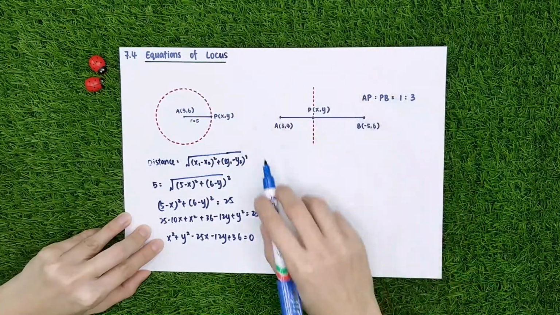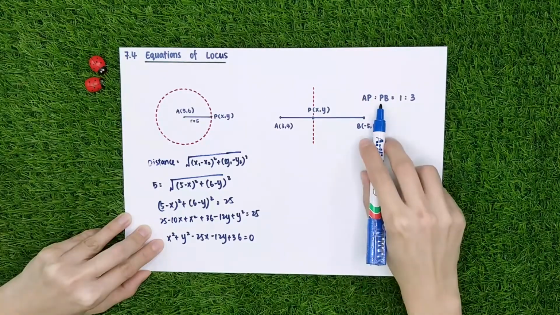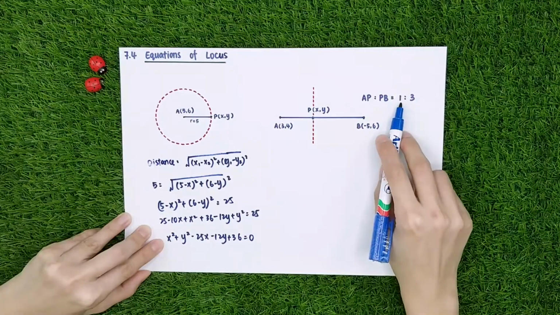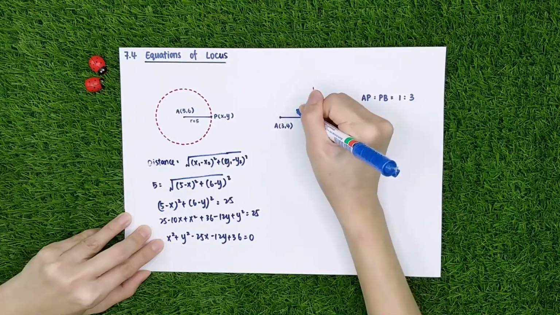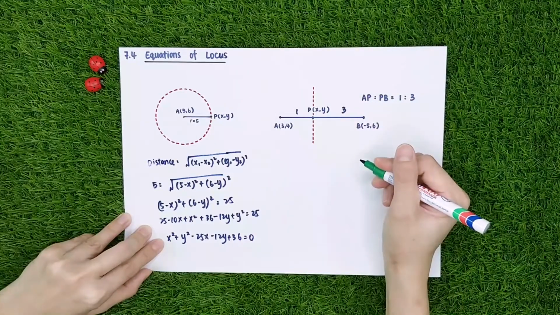Okay? For the second part, the question gives us coordinate A and coordinate B. It also gives us the ratio of AP and PB. So I know that the ratio is 1 over 3. So this is 1, this is 3. So I'm using the division of a line segment.